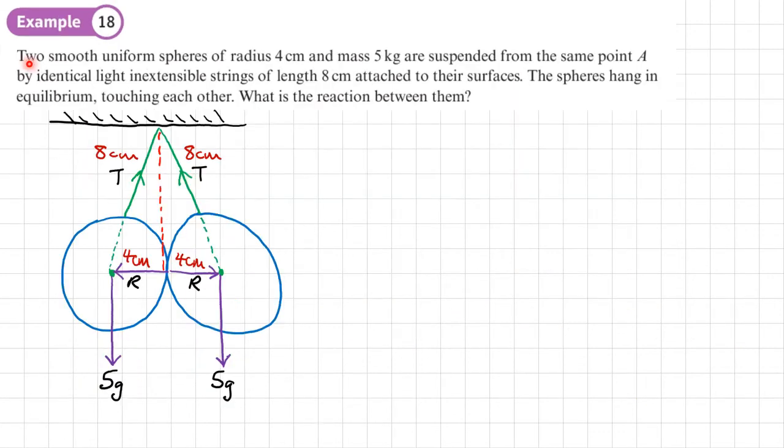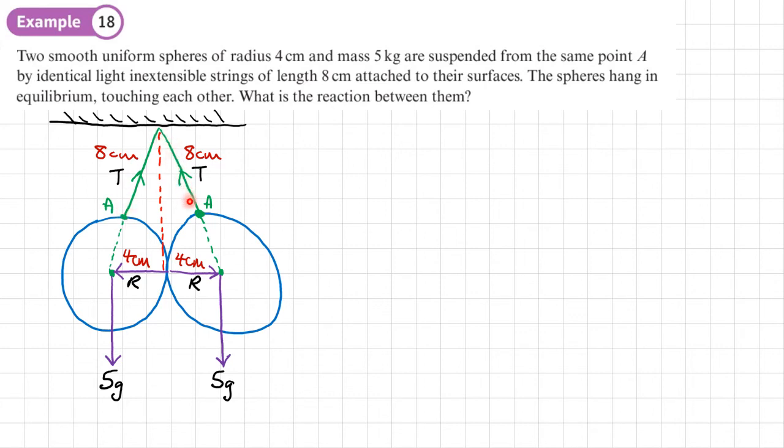Example 18. Two smooth uniform spheres of radius 4 centimeters. So these are two smooth spheres, radius 4 centimeters and mass 5 kg, so their weight is 5g, are suspended from the same point A. So these points here are A, by identical light inextensible strings of length 8 centimeters. So this is length 8 centimeters.